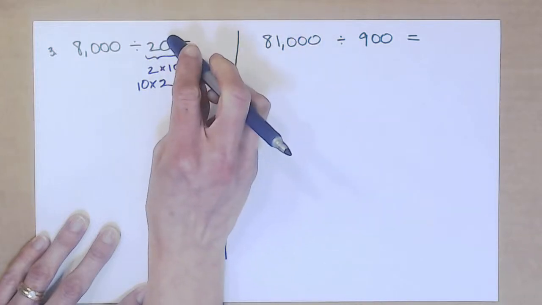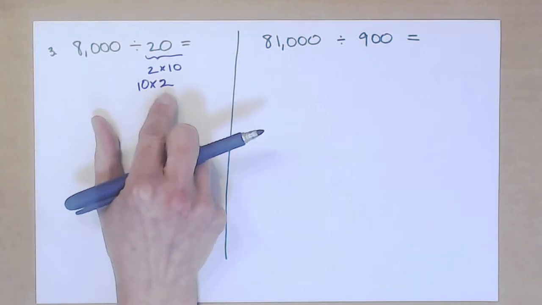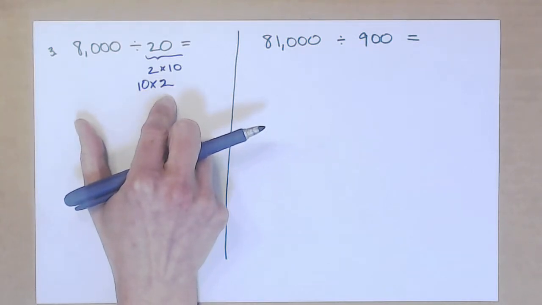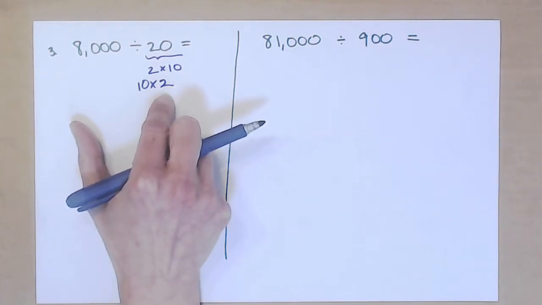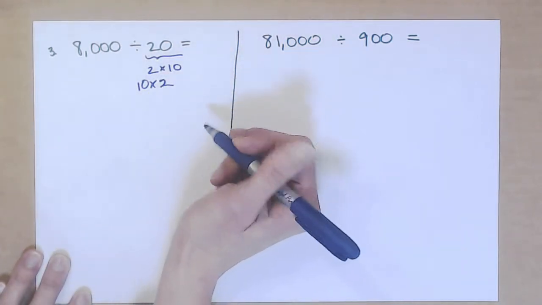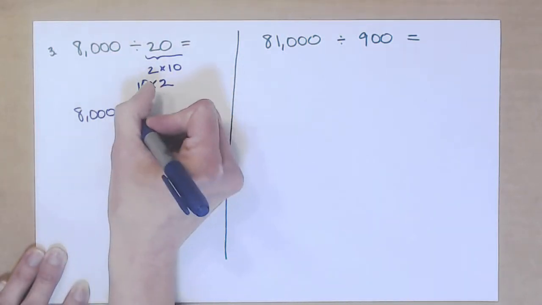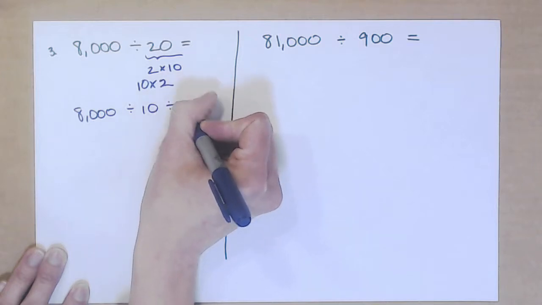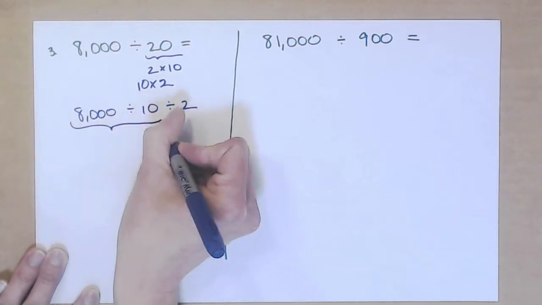So if you divide something by 20, it's the same thing as dividing it by 10 and then dividing it again by 2. And if you think about this, it makes sense. You have 8,000 of something, want to divide it into 20 groups. You could get the same effect by dividing it into 10 groups and then dividing each of those. So dividing by 10 and then dividing each of those by 2. So now this problem becomes 8,000 divided by 10 divided by 2. So we're going to break it up like this because we want to think about this part first.